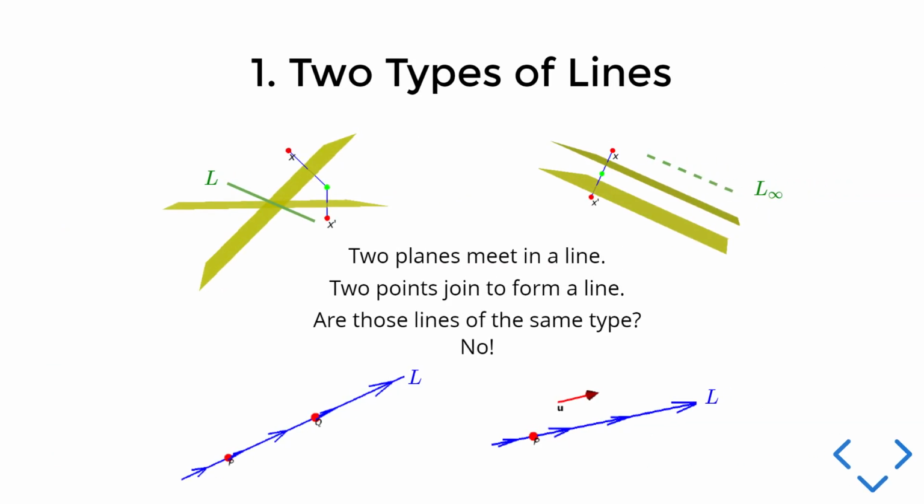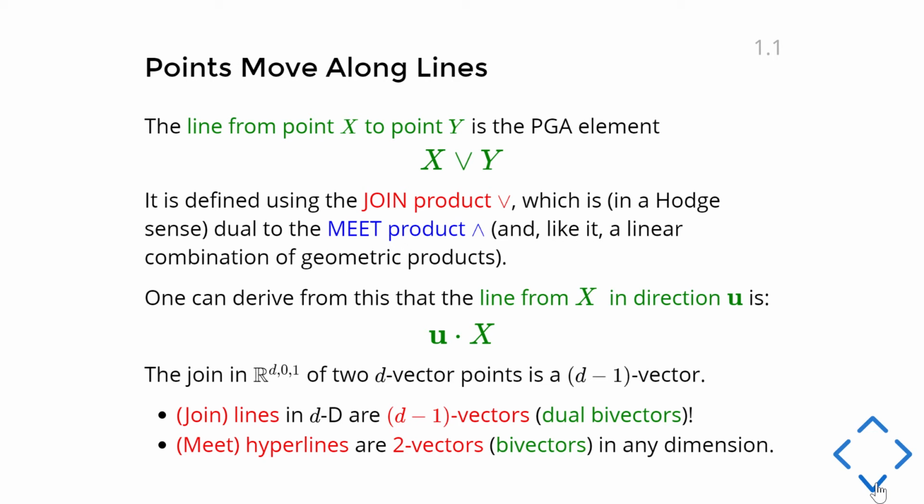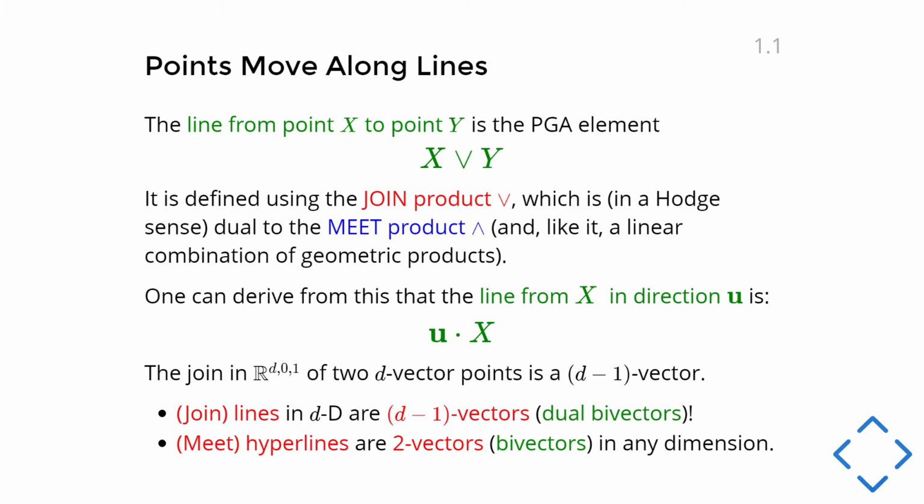Okay, so there were two types of lines. You can meet two planes in a line, and these planes can be parallel, and the line is at infinity. That's sort of the same thing for us. But you can also connect two points and get a line. And you can connect a point to a direction and get a line. And these are really of different types. This moving along a line is what we need when we talk about momentum.